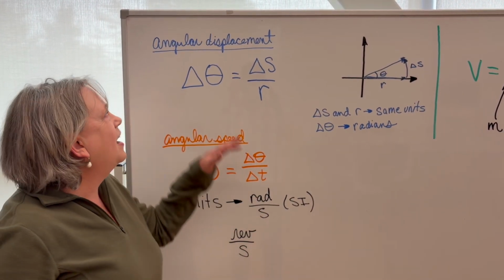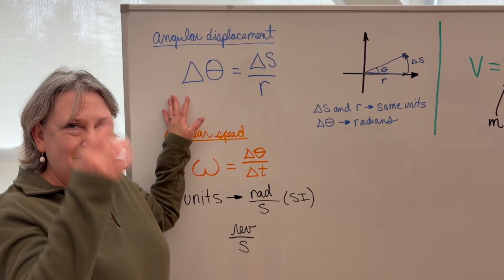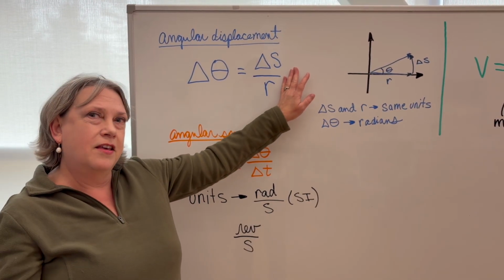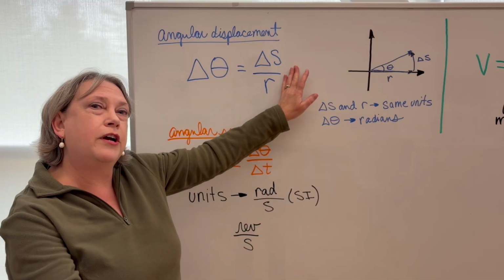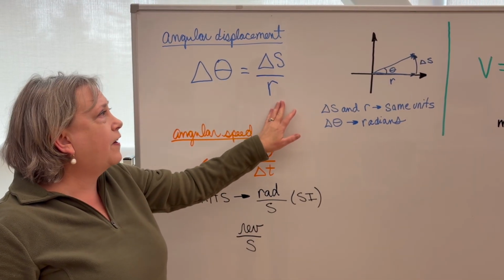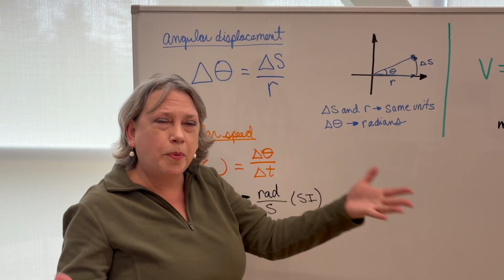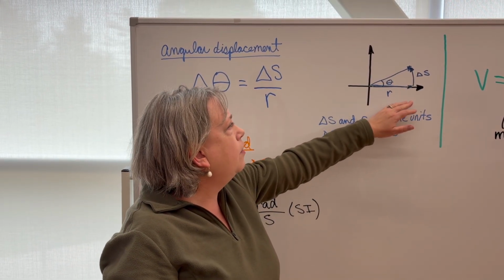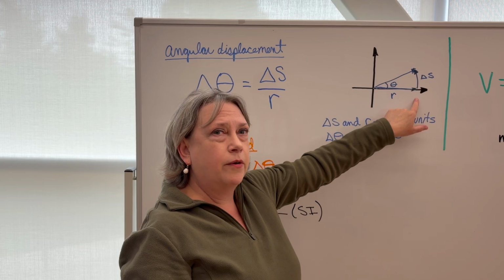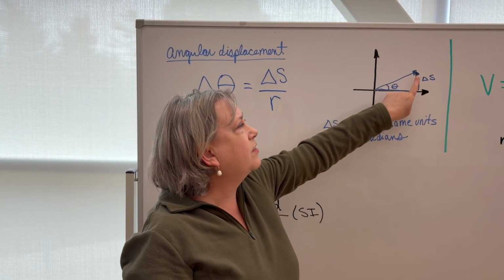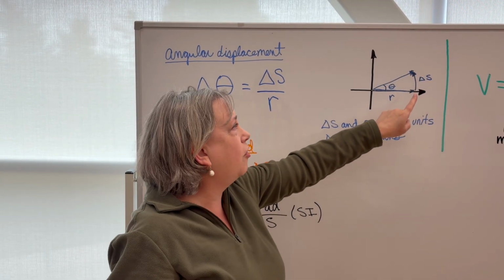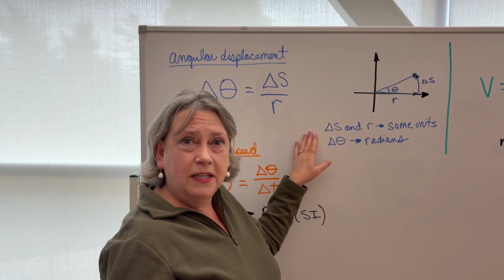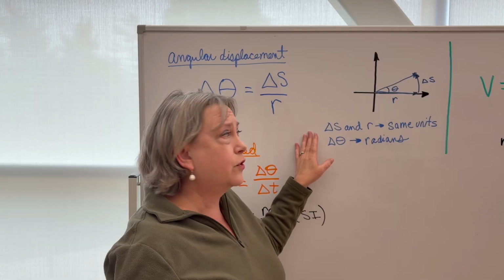So the first one is angular displacement. Angular displacement is the arc length that has been traced out along a portion of a circle divided by the radius. So you probably had this before in a math class. Here's the picture you would have looked at where R is my radius, and you can see that delta S is just a portion of the circle. R and S need to be in the same units, so like meters or centimeters.